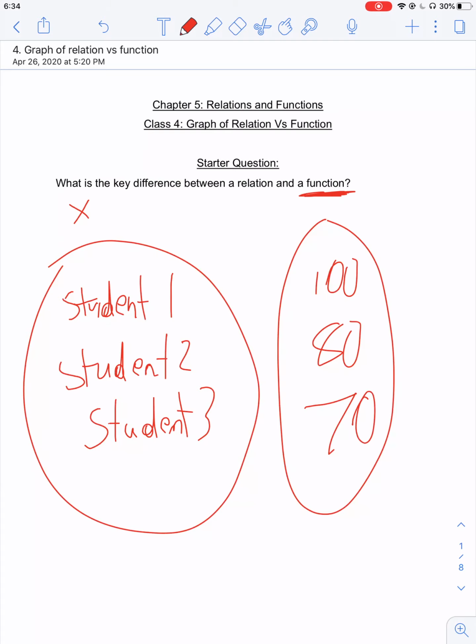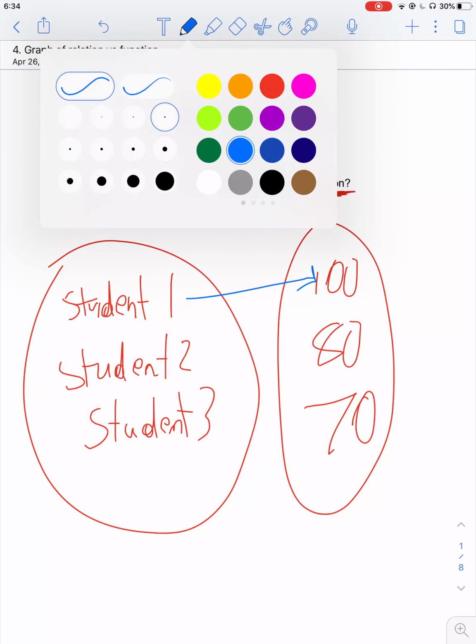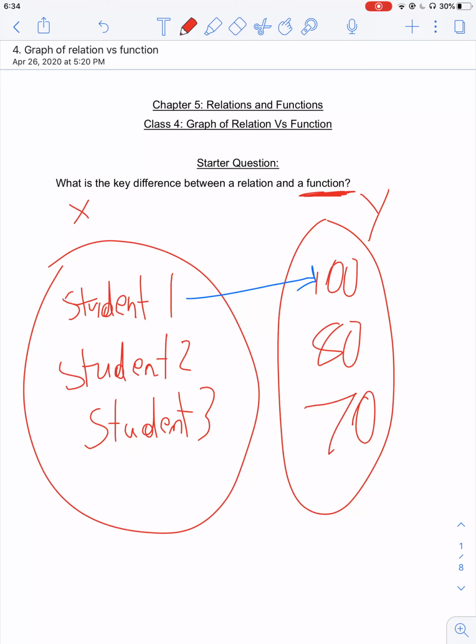Now, if this is a function, then each element in your domain should get mapped to exactly one element in your range. This is your range, so let's call this y. Exactly one element. This cannot happen: student one cannot get a grade of 80 and 100 at the same time. This is not a function. It's a relation, but it's not a function. Let's say student two gets 70 and student three gets 80. This is a function.